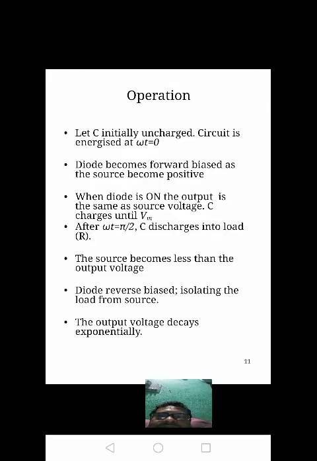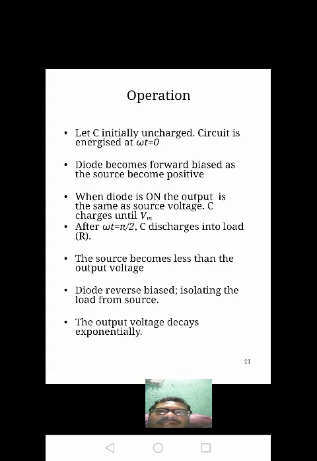Operation of the RC load. Let C be initially uncharged and the circuit is energized at omega t equal to 0. The diode becomes forward biased as the source becomes positive.